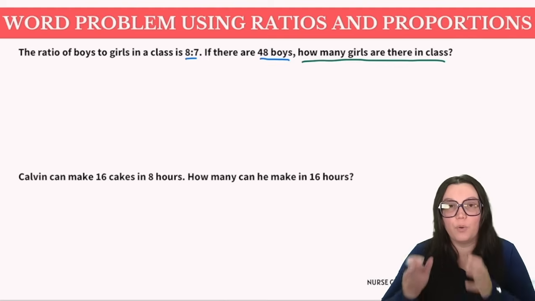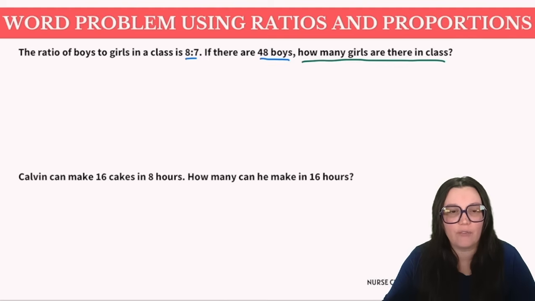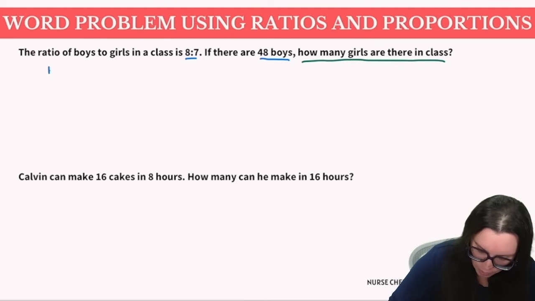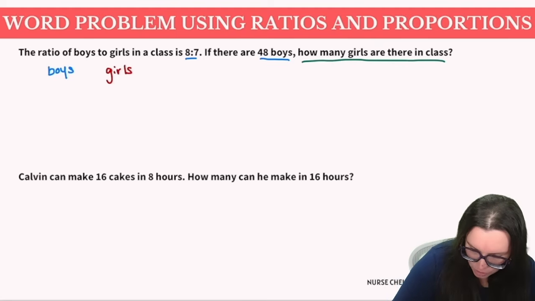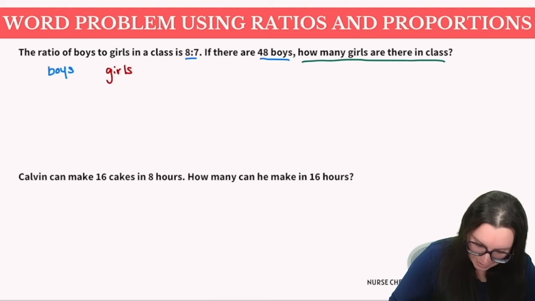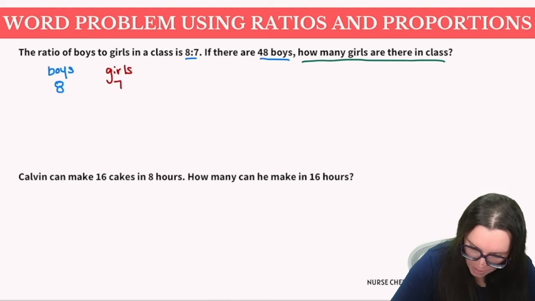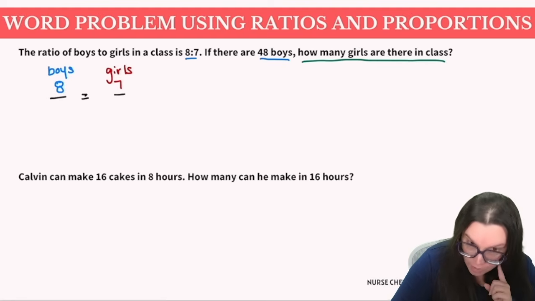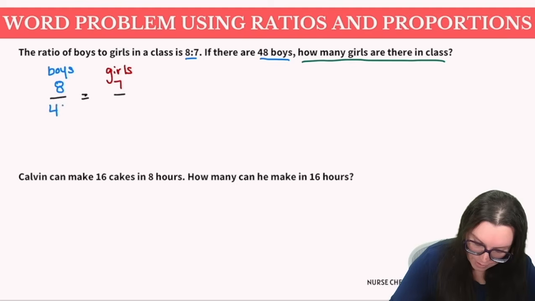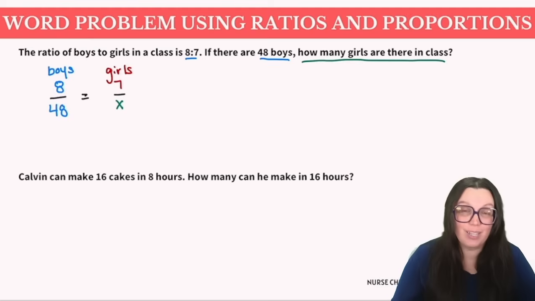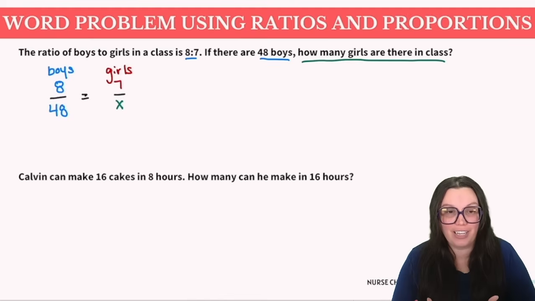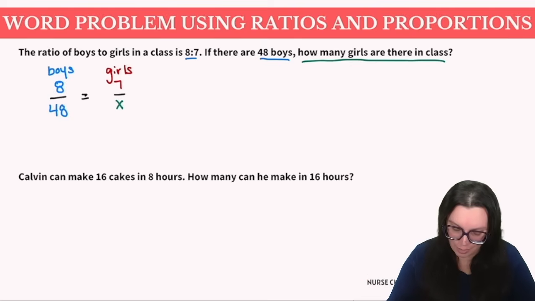Like I said before, what I want to do is organize everything I need to know. I'm going to put the boys on one side, and the girls on the other side. I know that there is an 8 to 7 ratio of boys to girls. Those are going to be my numerators on both sides of my equation. I know that I have 48 boys. What I don't know is how many girls I need. Now that I have my equation, it's again just a sense of cross multiplication.